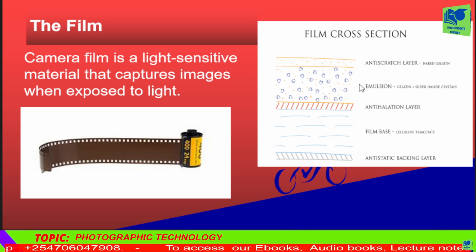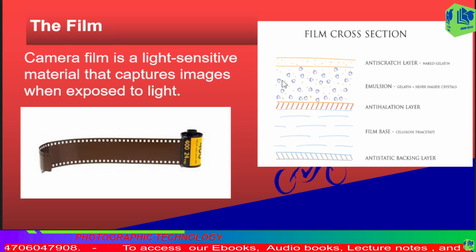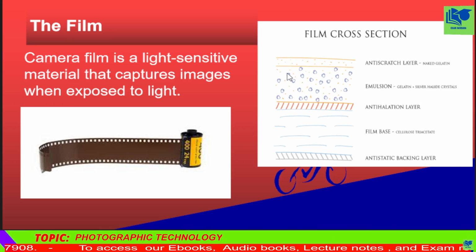2. Emulsion, a gelatin-based layer containing silver halide crystals that react to light. The size and other characteristics of these crystals determine the film's sensitivity, contrast, and resolution.